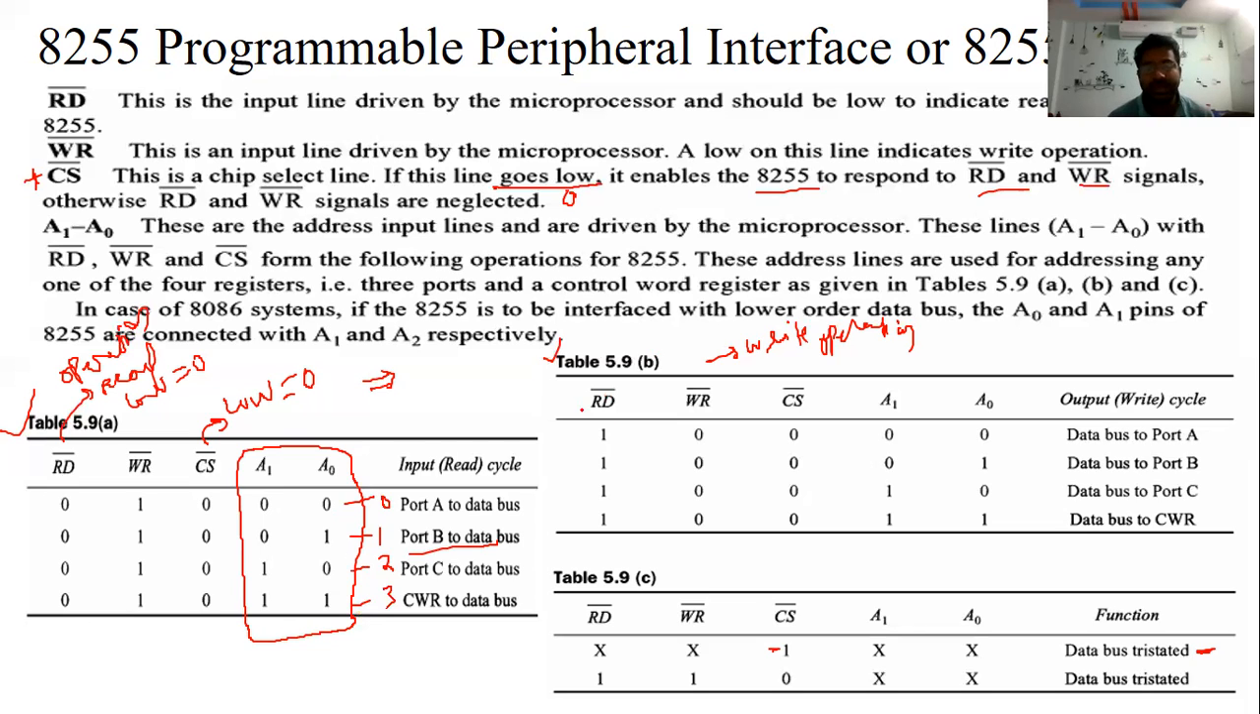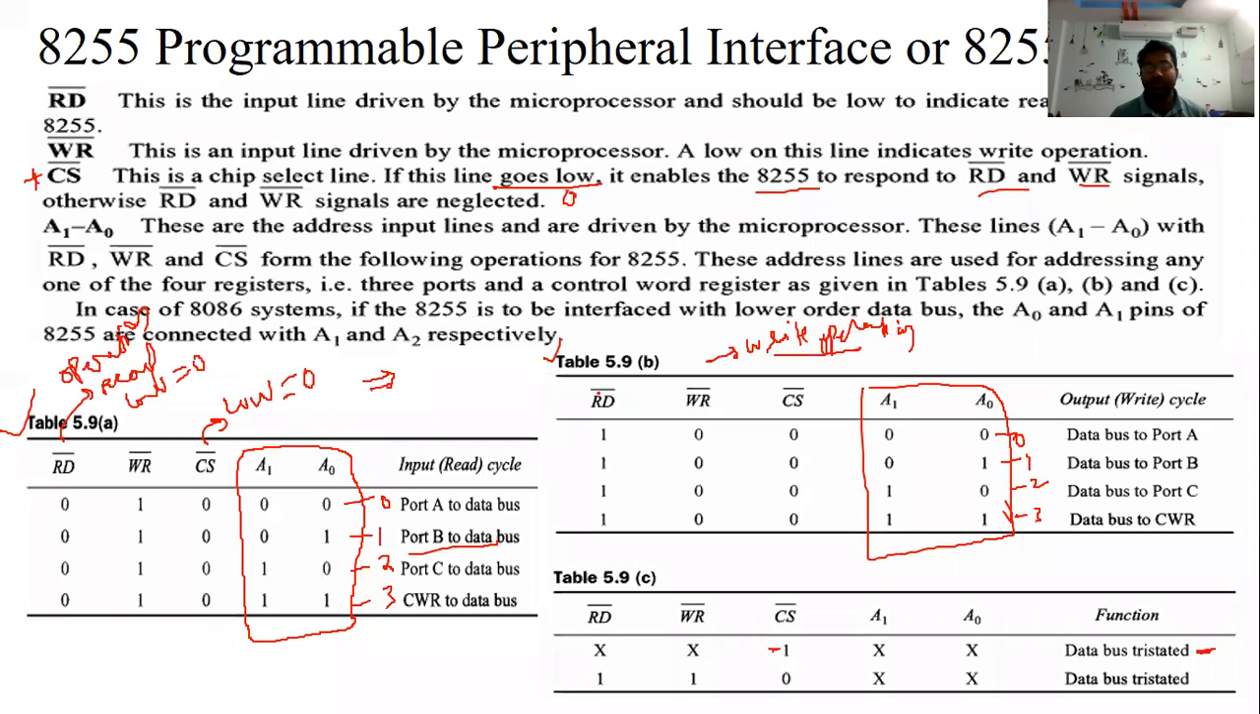Similarly, for the write operation, the RD bar is disabled, nothing but 1. So WR bar is enabled, nothing but 0. So CS bar is always 0 for the read and write operation. Now once again, you should remember this one again. This is 0, this is 1, this is 2, this is 3. Very easy to remember this step.